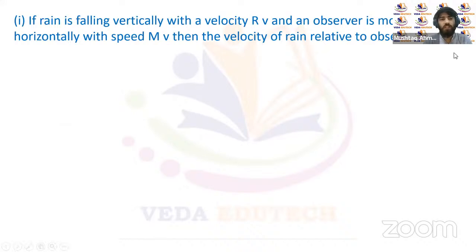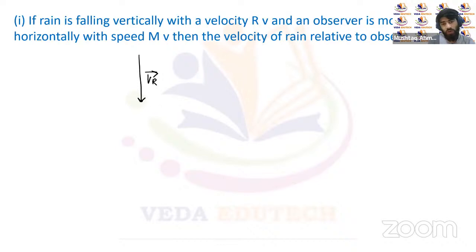The condition first is that rain is falling vertically with a velocity of Vr, and an observer is moving horizontally with a velocity of Vm. Then what is the velocity of rain relative to the observer? Let's suppose the velocity of rain is in the vertically downward direction, like this. Let's call this VR vector.